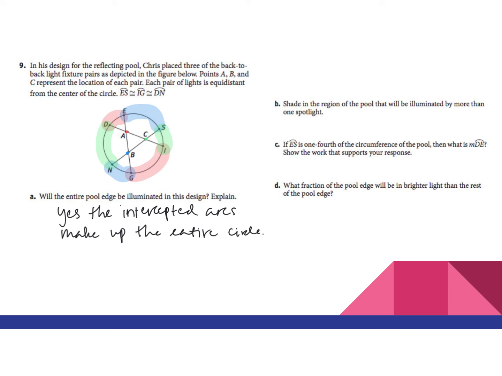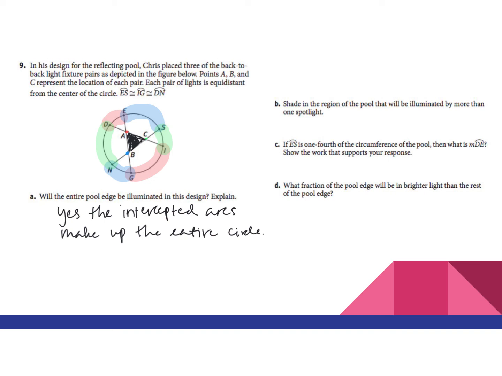Looking at part B, it now says shade in the region of the pool that will be illuminated by more than one spotlight. So it's not necessarily the circle that's here. Think about inside. What areas will be illuminated by more than one spotlight? Wouldn't it be this area inside here, since all of these lights are facing each other? Yeah, it would.